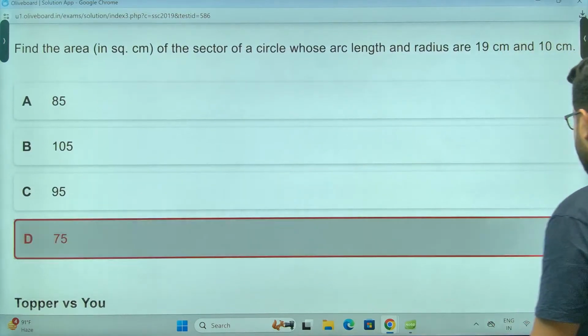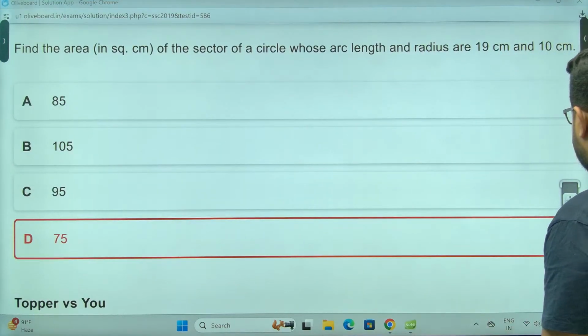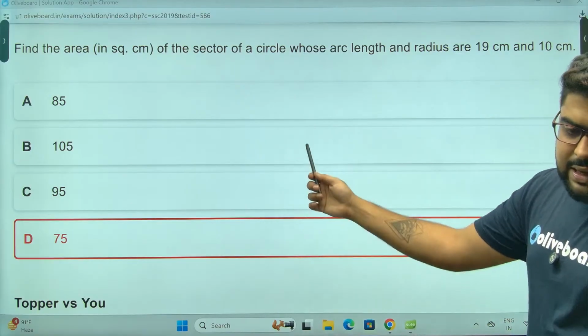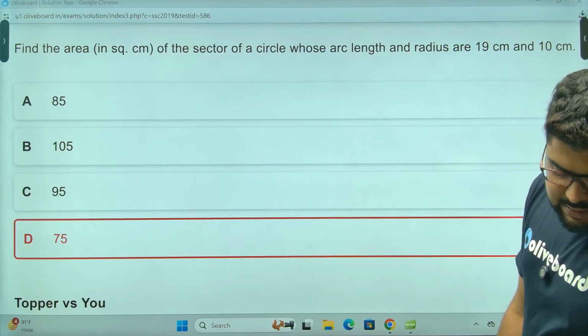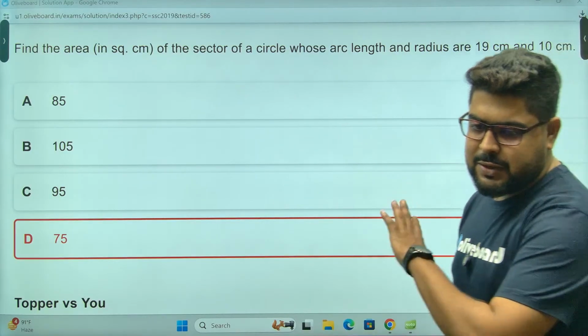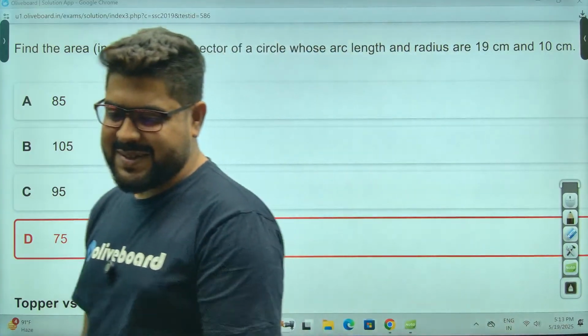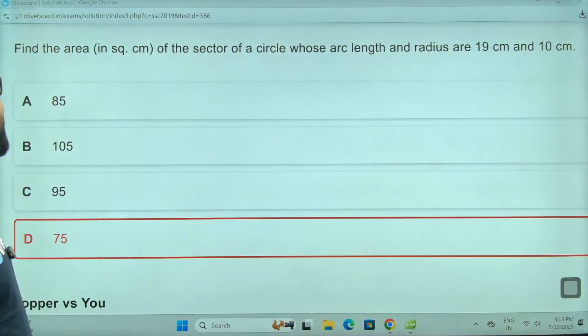Anyone? Have you solved this? Arey yaar. Sorry, lag gaya. This is not the answer, okay? This is not the answer. I was about to.